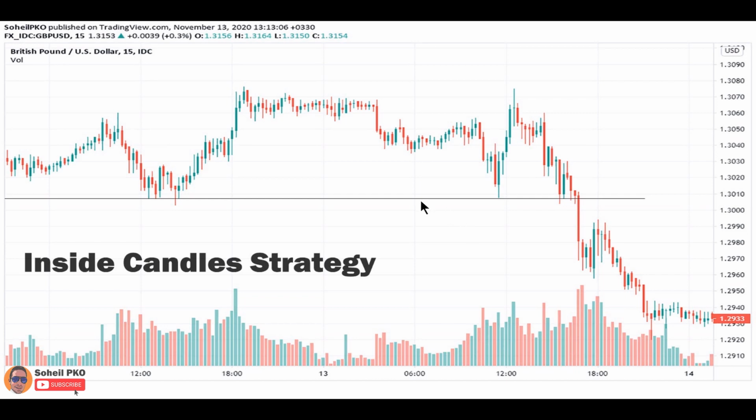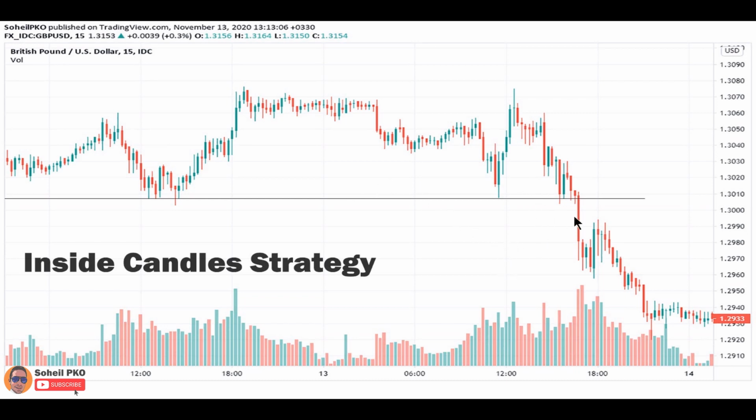The first strategy that I want to explain is called inside candles strategy. If you're familiar with candlestick chart patterns like Harami and 3 inside up or 3 inside down, we have a small or short candle which is totally included in the body of the previous candle, and with further confirmations they show the possibility of reversal.